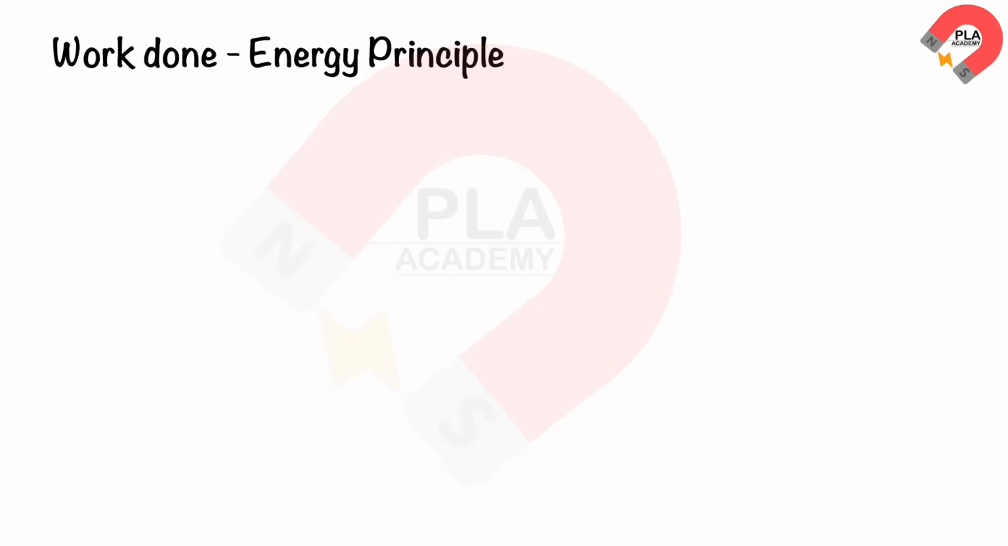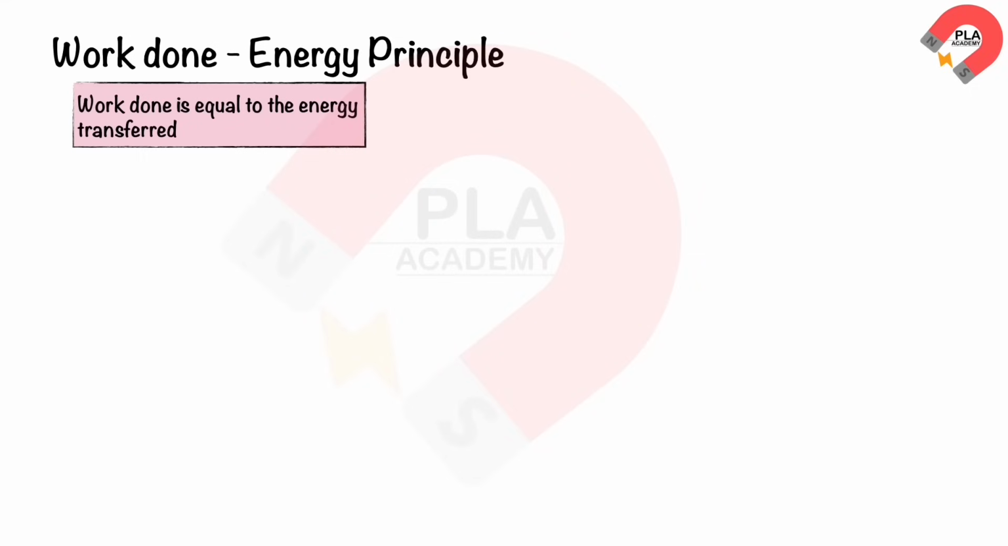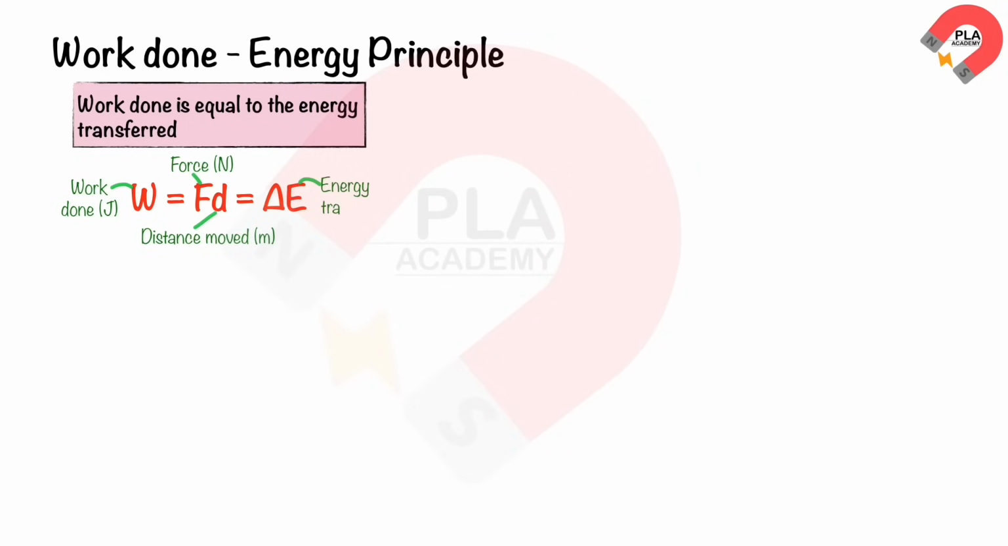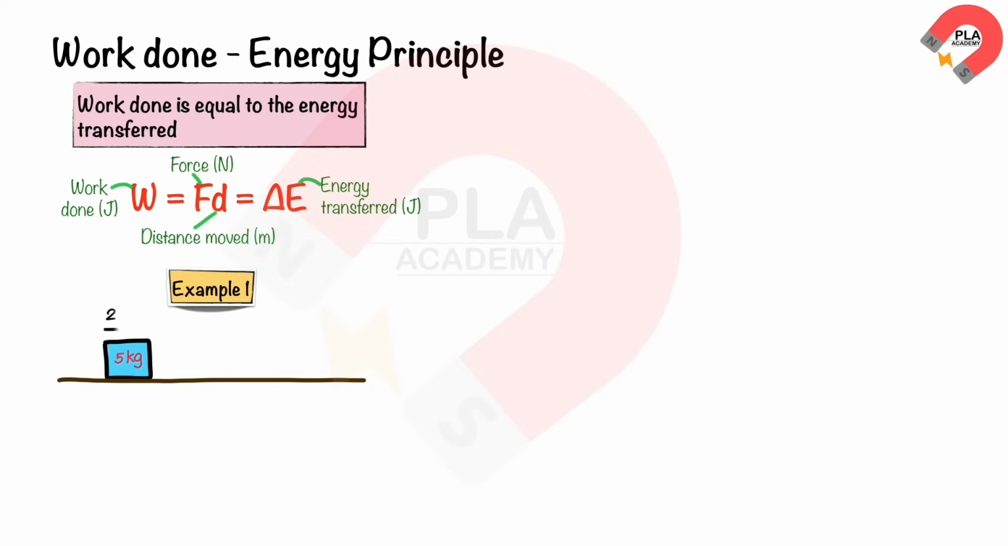The work done and energy principle state that the work done is equal to the energy transferred. We can express this relationship with the equation W = F D = delta E, where W represents the work done in joules, F represents the force in newtons, D represents the distance moved in meters, and delta E represents the energy transferred. For example, let's consider a mass of 5 kilograms with an initial speed of 2 meters per second.